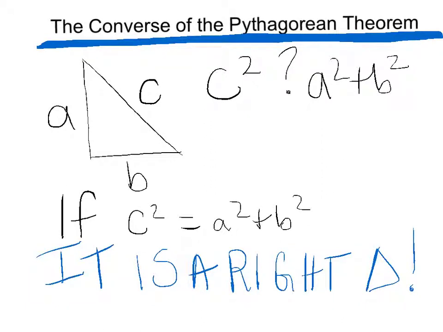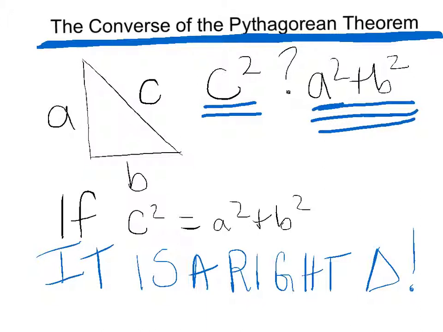In the last video, we looked at the Pythagorean Theorem. I reminded you that if you have a right triangle, then the sum of the squares of the two legs is equal to the square of the hypotenuse. Now we're going to look at it the other way around. We're going to see what is the relationship of the square of the largest side in comparison to the sum of the squares of the other two sides.